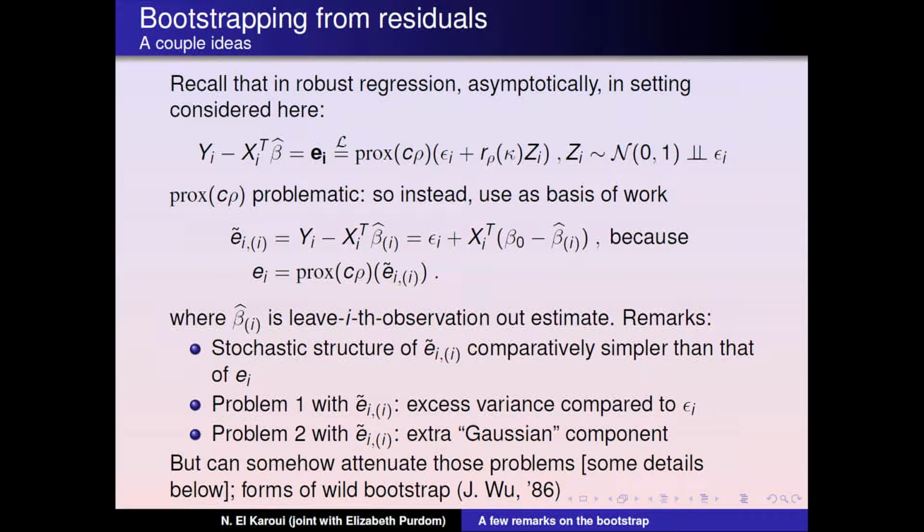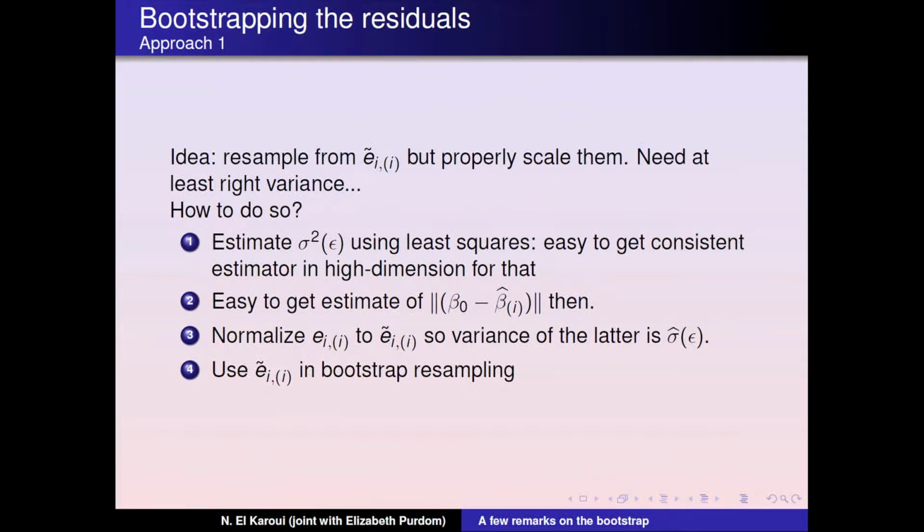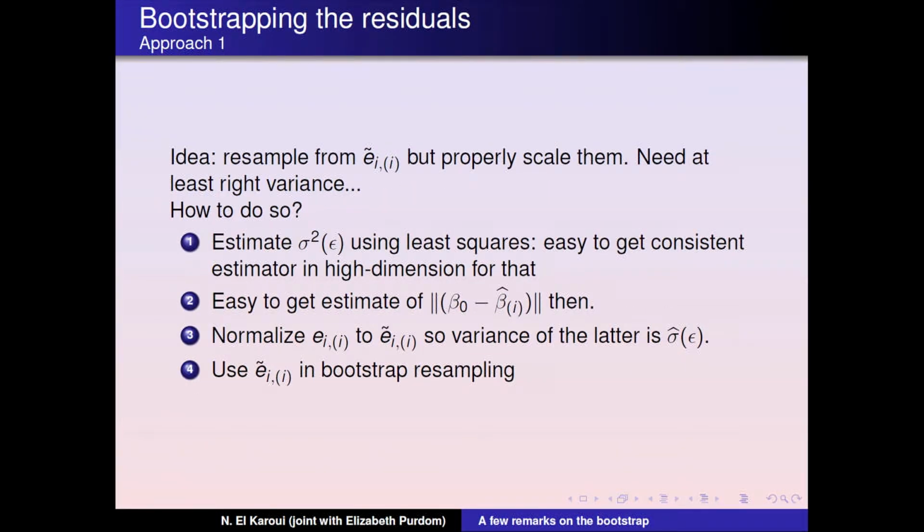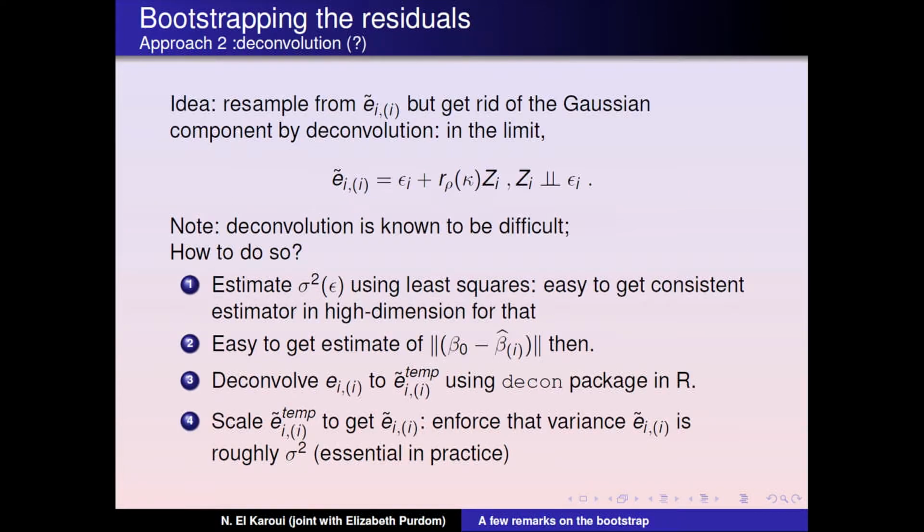And we're going to do some form of wild bootstrap, which means simply resampling from the wrong error distribution, though it's not the same sort of wild bootstrap as Jeff Wood had proposed in 86. Okay? So I'm going to go fast over this because it's not really essential. Effectively, the first idea is to say, well, I'm going to rescale these E tilde i, so they have the same variance as epsilon i. And the variance of epsilon i is fairly easy to compute by just doing standard least squares, okay? And then you have to do a few little tricks, and I don't really have time to go through that.